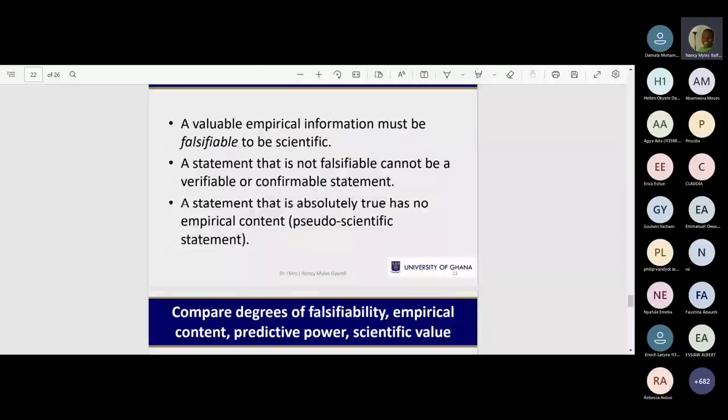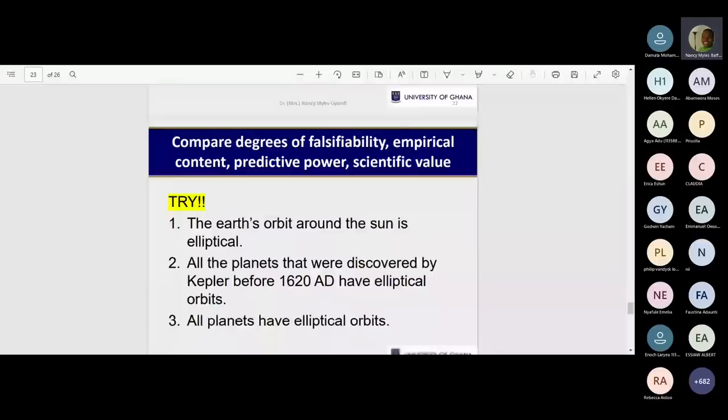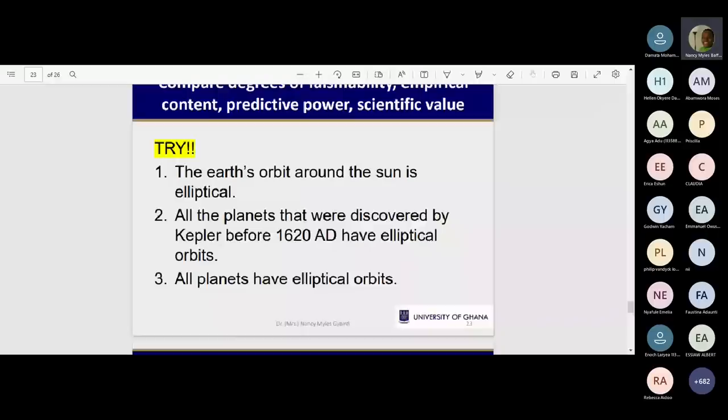Degrees of falsifiability. Maybe one practice question, then we'll be done. Look at the reference class for the three statements. The Earth, all the planets. Then the third one says all planets. You will see that the third one is a generalization. All planets, planets of all times, all places, what have you. Which type of generalization? A universal one.